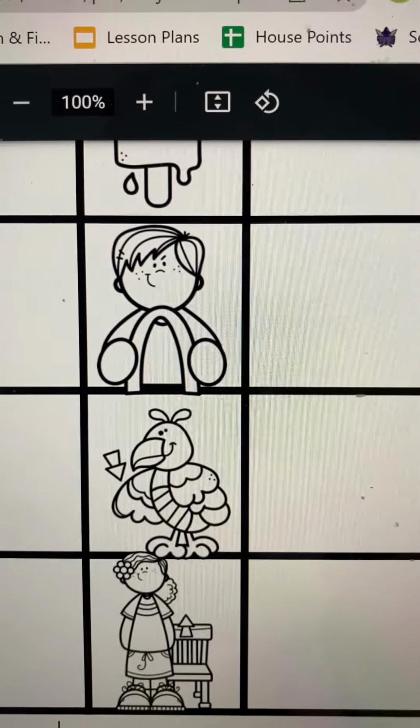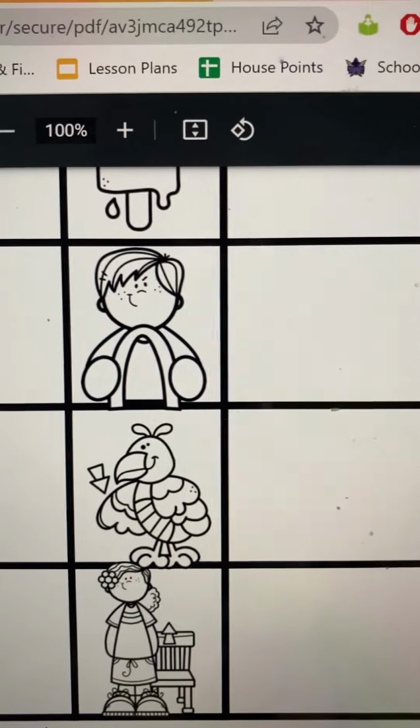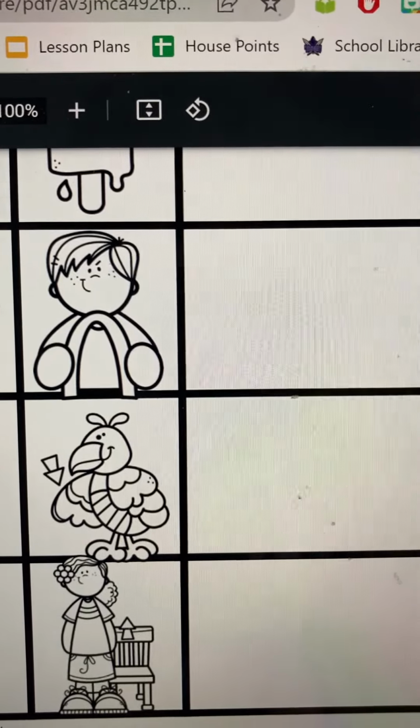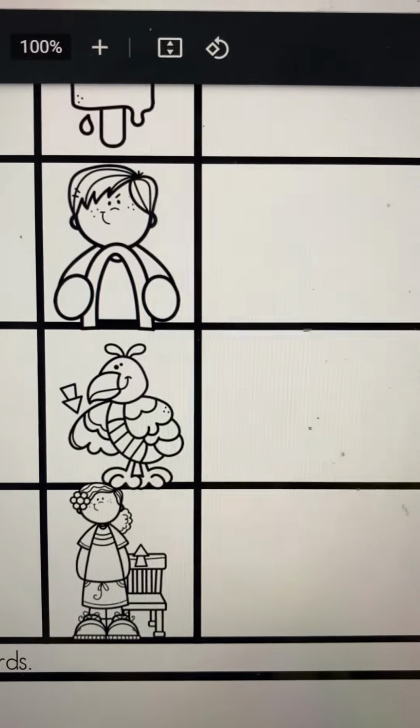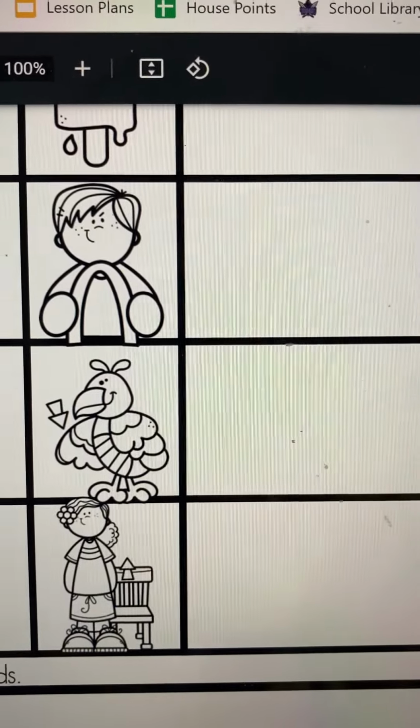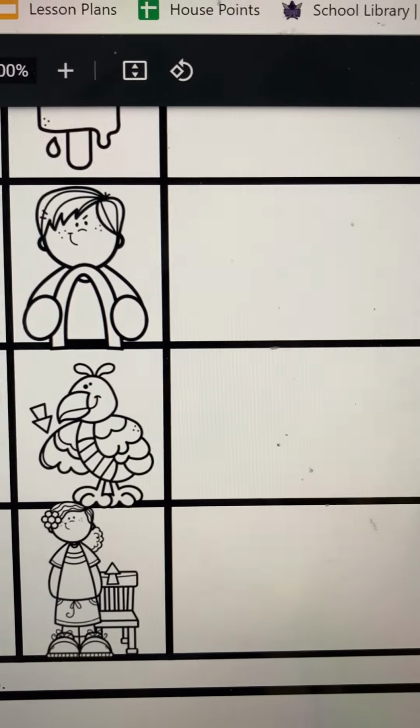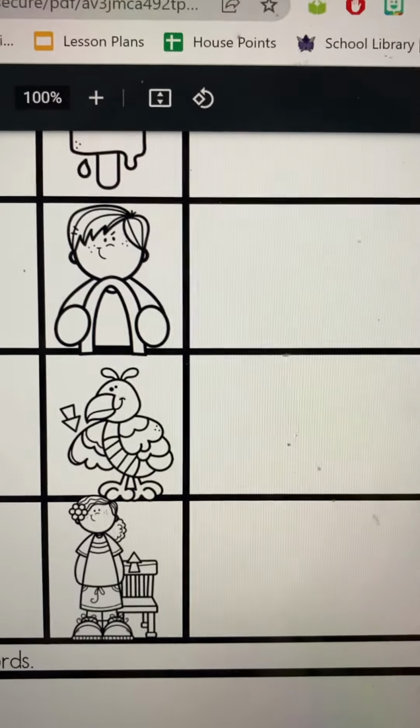Next one is the bird's wing. Wing. Remember that cool ending that we were working on? Wing. And then the last one is stand. She got up from the chair and she will stand. And that's it for this week's spelling.